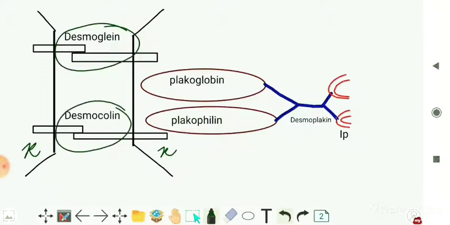The desmoglein and desmocollin are attached to plakoglobin and plakophilin. Then plakoglobin and plakophilin is further attached to desmoplakin. Then desmoplakin is further attached to intermediate filaments. Intermediate filaments are also known as keratin filaments.